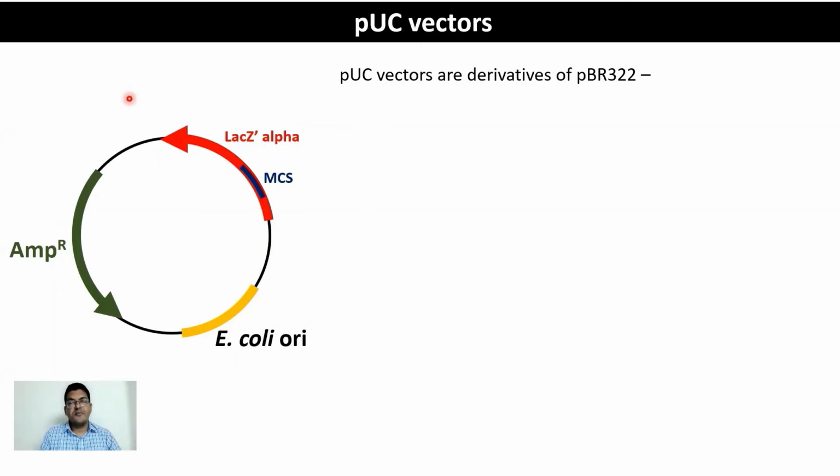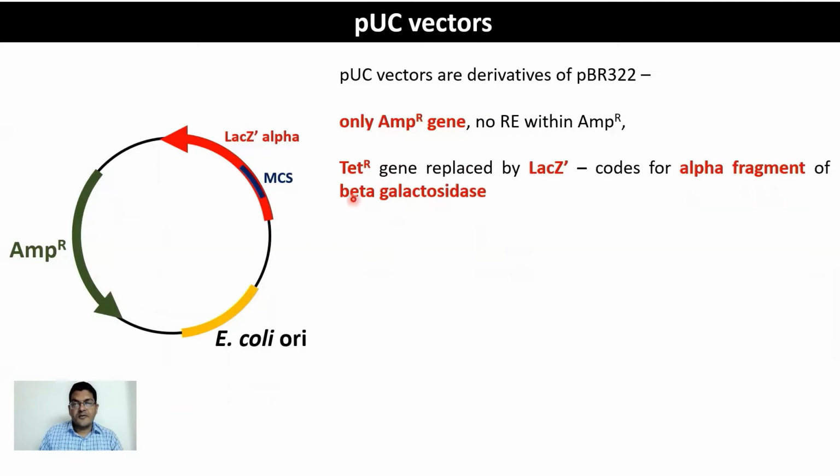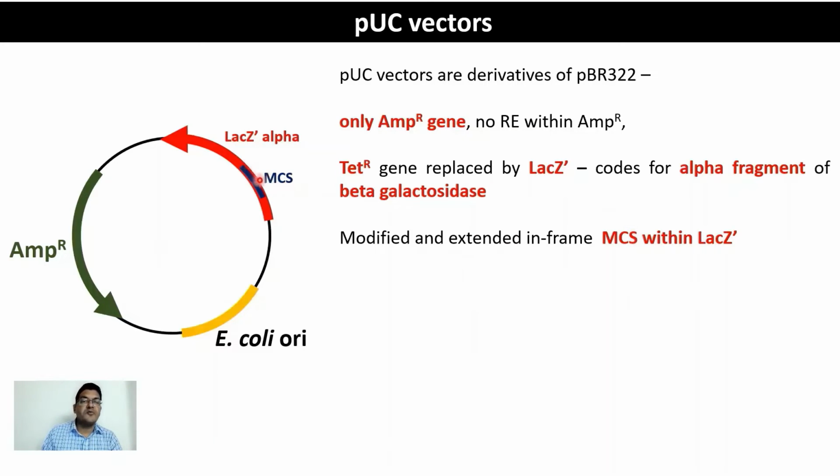pUC vectors are derived from pBR322. Only the ampicillin resistance gene is present, and there is no restriction site within the ampicillin resistance gene. The tetracycline gene is replaced by the lacZ prime locus. This codes for the alpha fragment of beta-galactosidase. And very innovatively, the MCS is within the lacZ prime, and the MCS has been expanded to contain a lot more restriction sites than are present in pBR322.